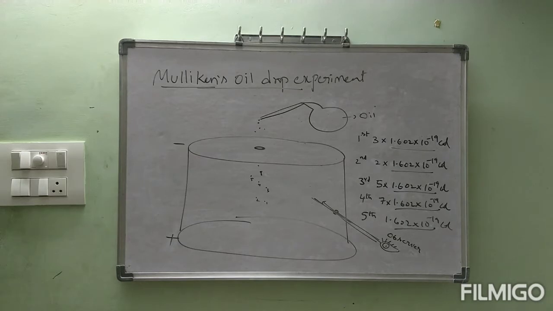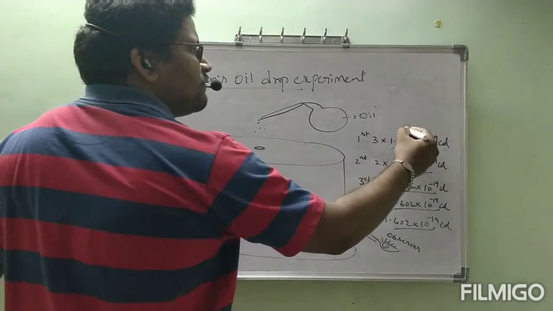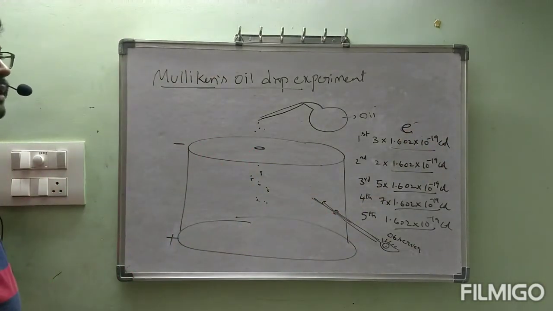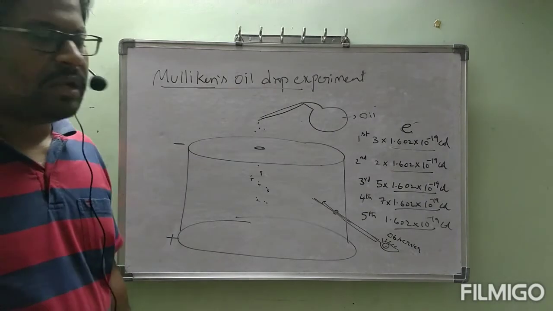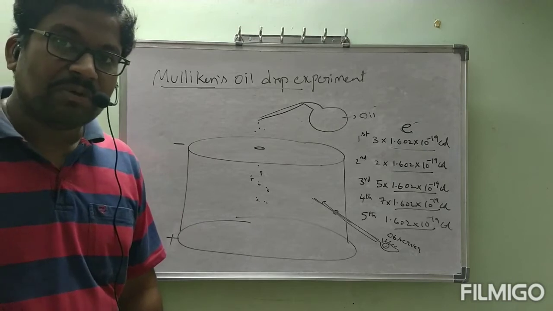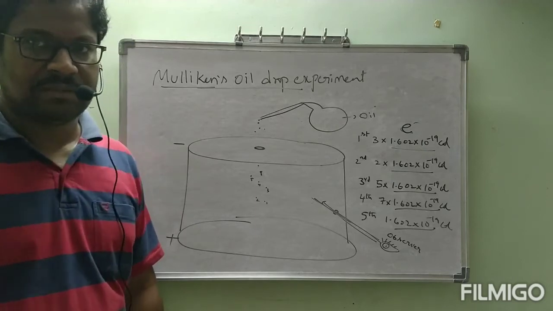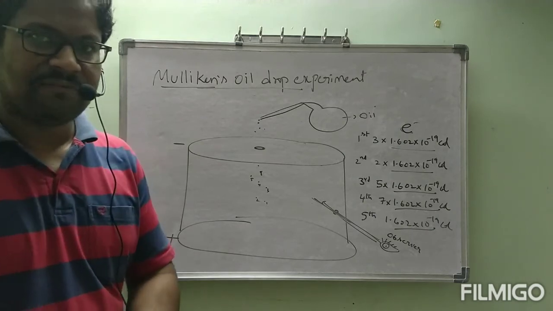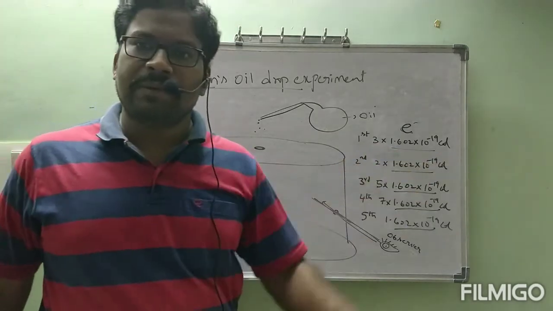But he concluded that on every oil drop, one common charge is present. That charge is because of the charge of the electron. Then he concluded that 1.602 × 10^-19 coulombs is the charge of the electron. I took only 5 droplets as an example, but Millikan made more than 1000 attempts, and finally he confirmed the electron charge as 1.602 × 10^-19 coulombs.